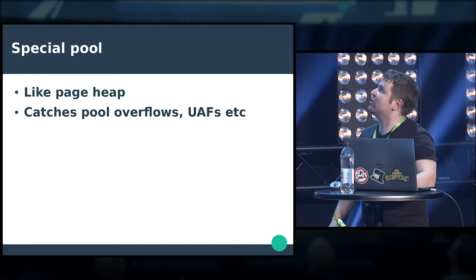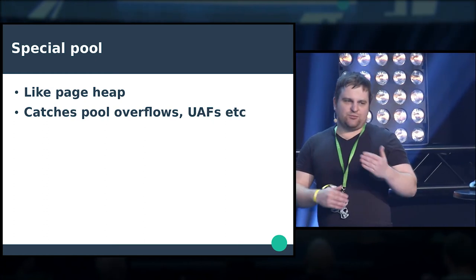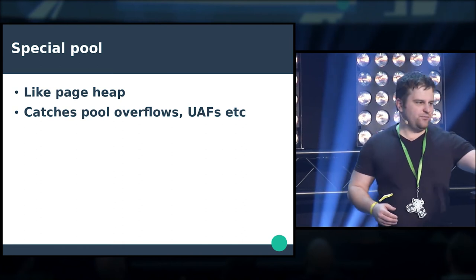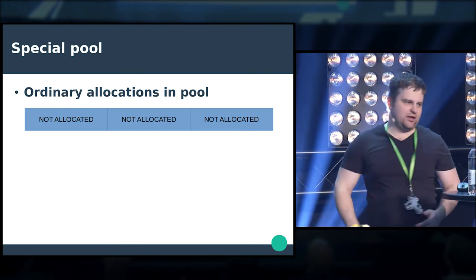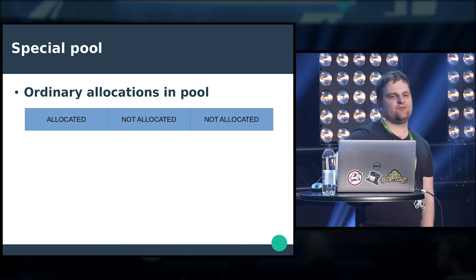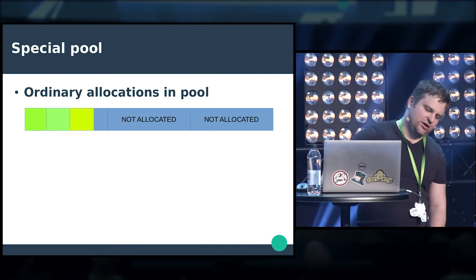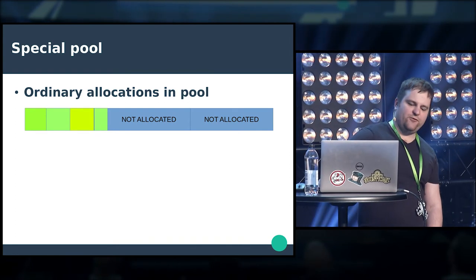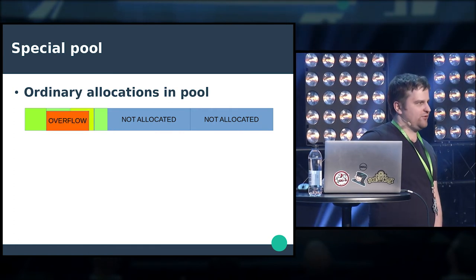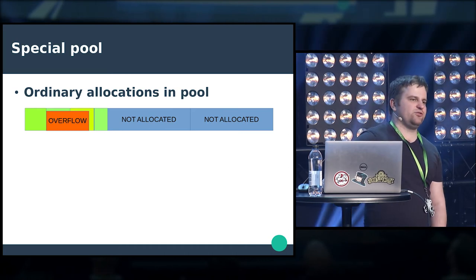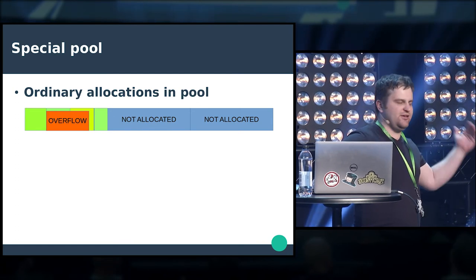A quick introduction to what special pool is. It is like page heap, meaning that it catches buffer overflows and use after frees, for example. How it works is, in normal life, you have memory by pages, allocated, not allocated. If you ask for memory, one block is allocated, and your memory allocations are put into it piece by piece. Now, if you have multiple allocations inside one page, and you cause an overflow in one of them in the middle, then it will probably cause a crash, but later. You can't figure out where the actual issue happened.